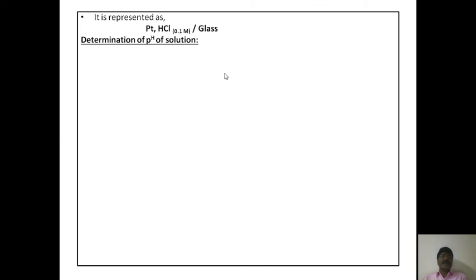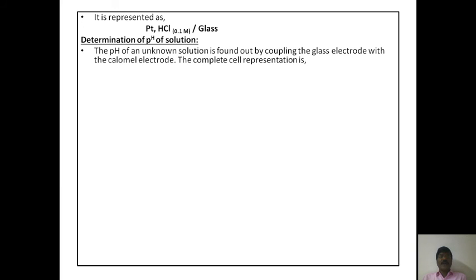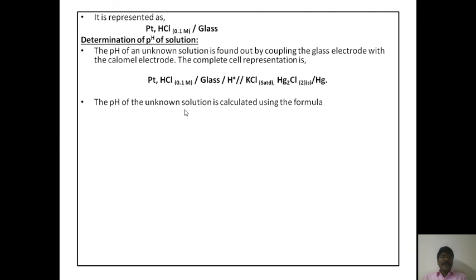Determination of pH of solution. How to determine the pH of the solution by using glass electrode. The pH of unknown solution is found out by coupling the glass electrode with the calomel electrode. The complete cell is represented as Pt, HCl vertical line glass vertical line H plus vertical line KCl saturated, Hg2Cl2 vertical line Hg. The pH of the unknown solution is calculated using the formula pH equals E cell minus 0.242 minus E naught G, divided by 0.0591.